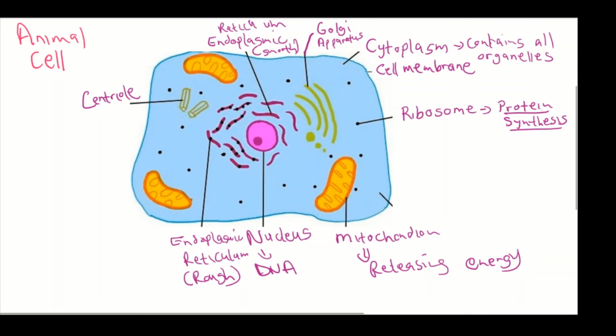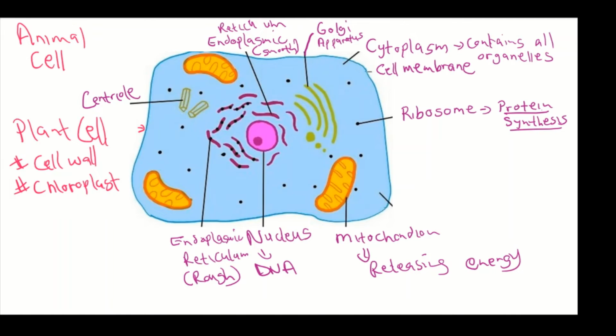So now the only difference between an animal cell and a plant cell, because this is an animal cell, a plant cell has a cell wall. So a cell wall is just outside here of a plant cell. So this cell wall is just responsible for containing everything that is inside the cell, and it also has a chloroplast, which is responsible in the process of photosynthesis, using sunlight to produce food.